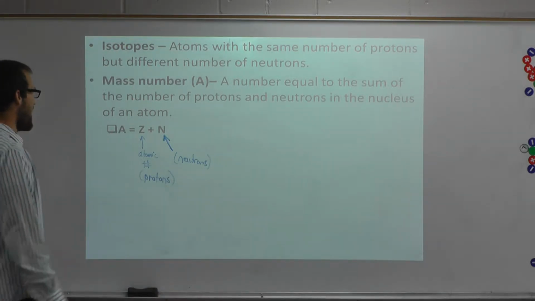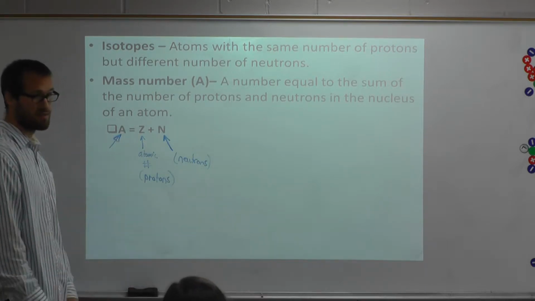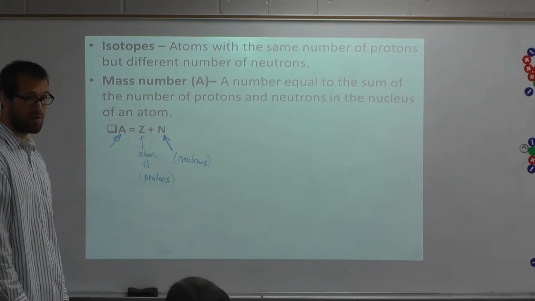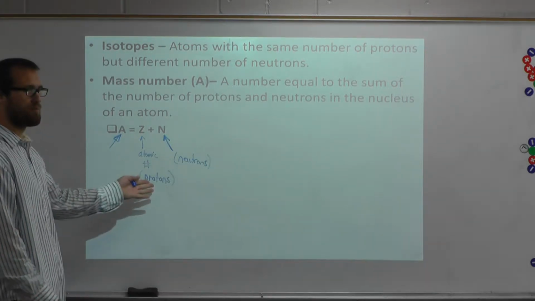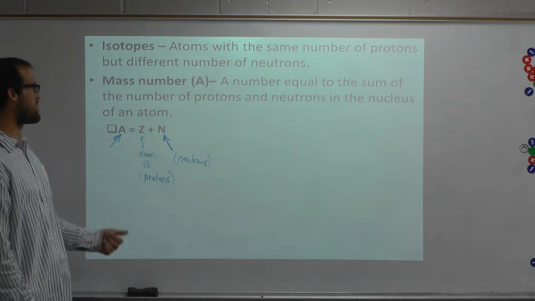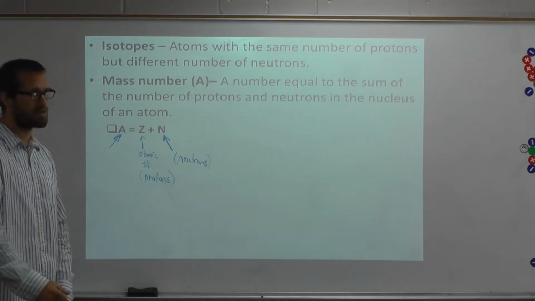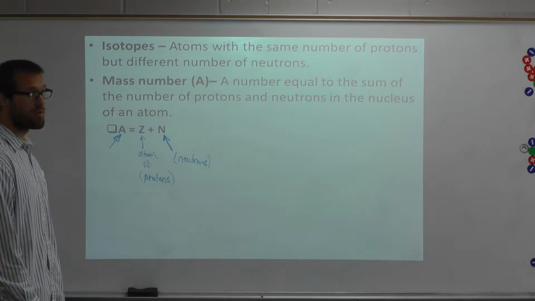Now this is something I hit on a lot in physical science. If you remember, mass number. If we know the number of protons and the mass number, we can figure out the neutrons. If we know the neutrons and the protons, we can figure out the mass number. We did isotopes in physical science. This is important.